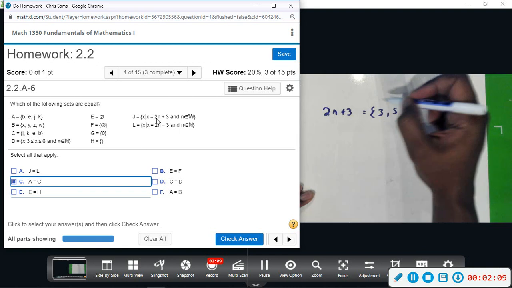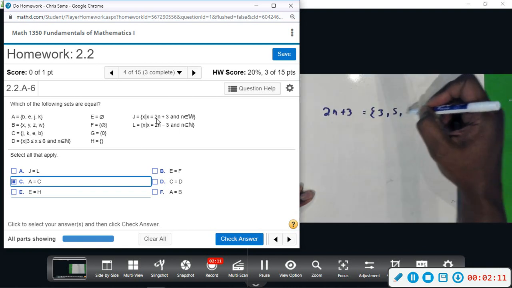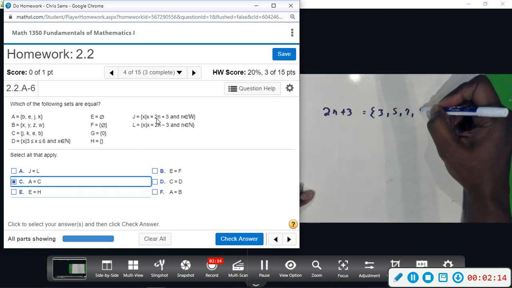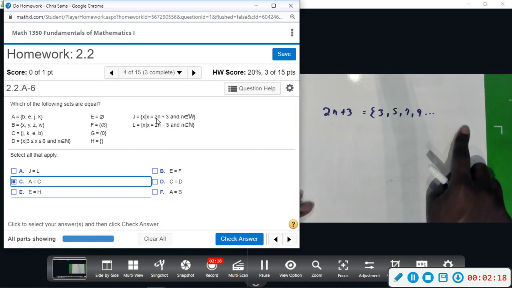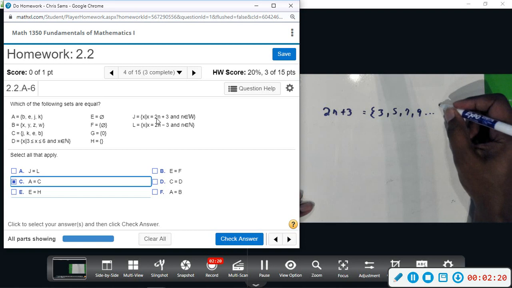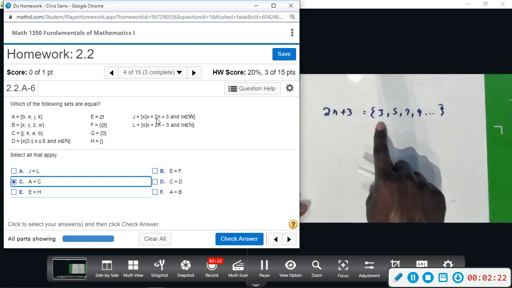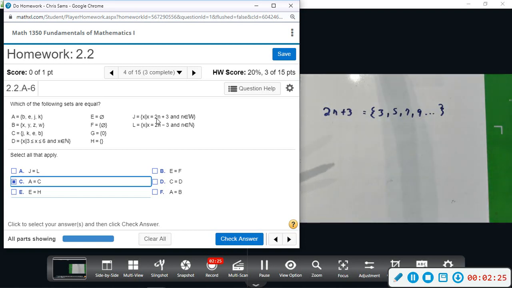And then from there we would just have a pattern. We're adding 2 every time. So then we would get 7, 9, and we would continue. So this would be that set. It would be infinite. It would keep going. Okay. Starting at 3 and continuing.